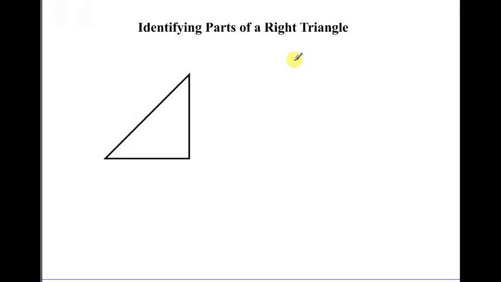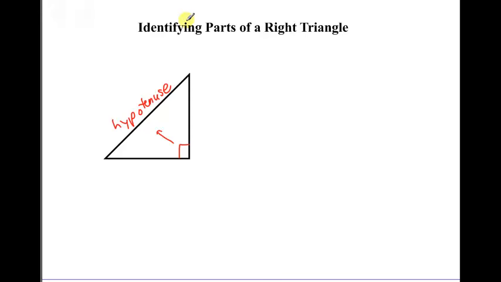Now, to get some things out of the way, we need to learn about how we identify certain parts of a right triangle. Some of this you'll already know. For example, you already know that there's a right angle and that across from our right angle we always will find our hypotenuse. So that's some old stuff. We use that with the Pythagorean theorem.